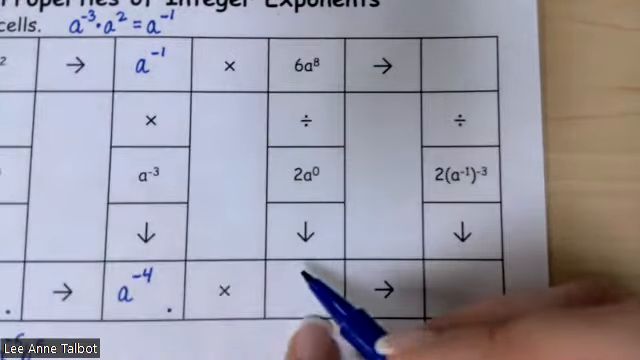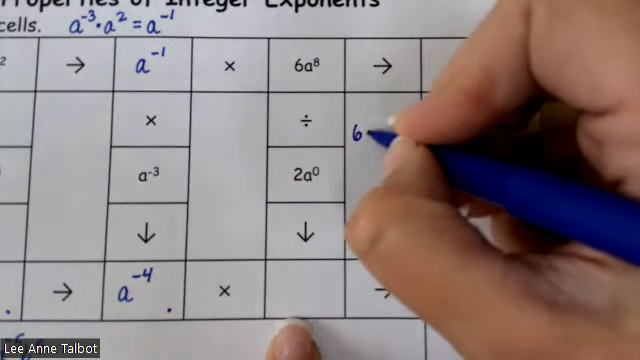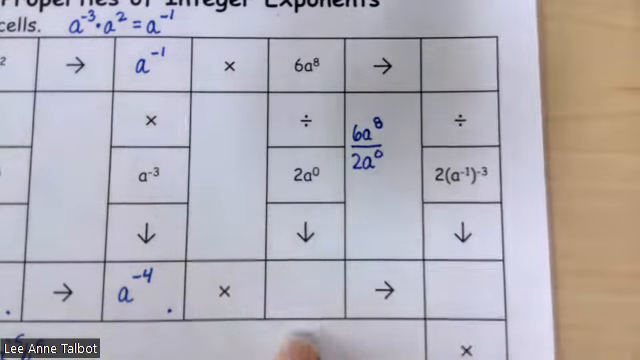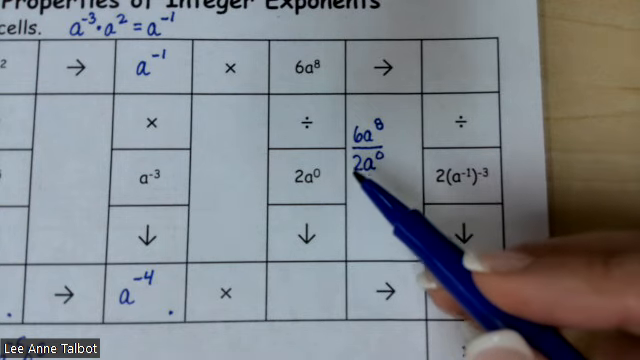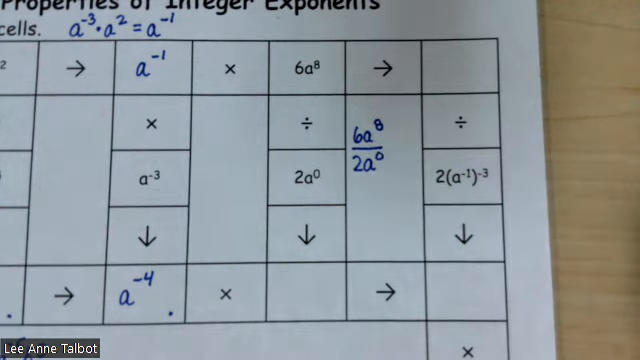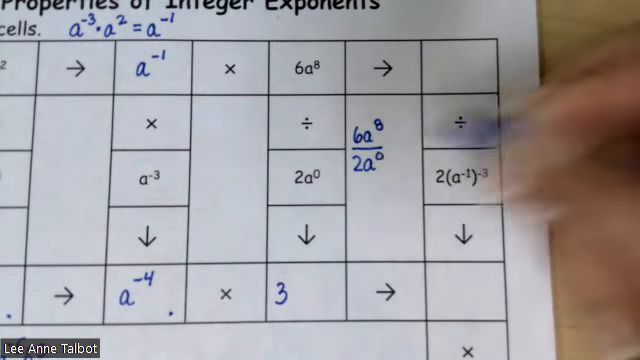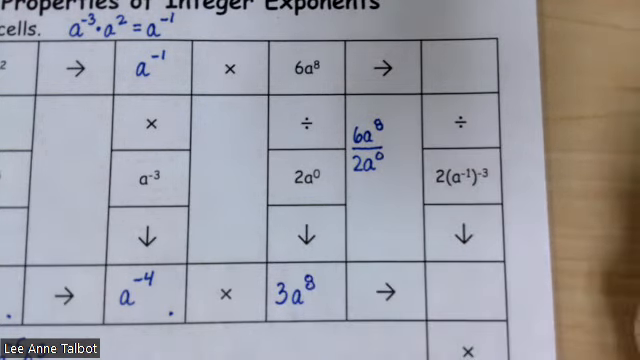Now I want to talk about this box right here. So this is 6a to the 8 over 2a to the 0. Divided by means over. Let's start with the 6 divided by 2. What's 6 divided by 2? 3. And what's a to the 8 divided by a to the 0? Beautiful. Because 8 minus 0 is 8.